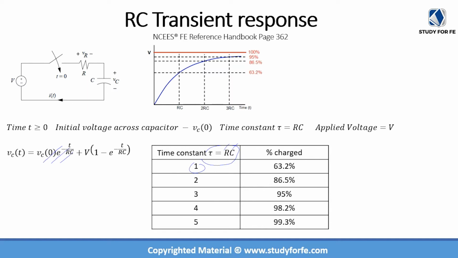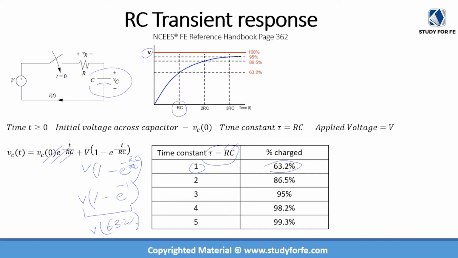When tau is equal to RC, this equation becomes V times (1 minus e raised to power minus RC divided by RC), or V times (1 minus e raised to power minus 1). When you calculate that, you find that this term represents 63.2%. So after one time constant, if the capacitor had no initial charge, it would be charged up to 63.2% of the applied voltage source. And this is what we are seeing over here.